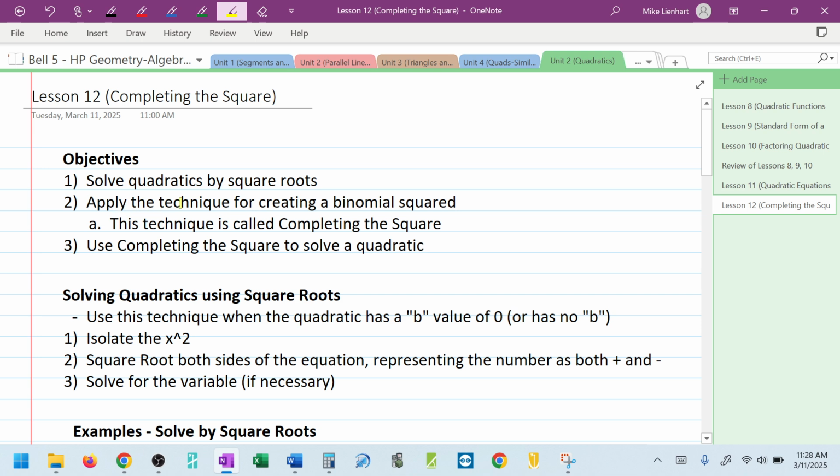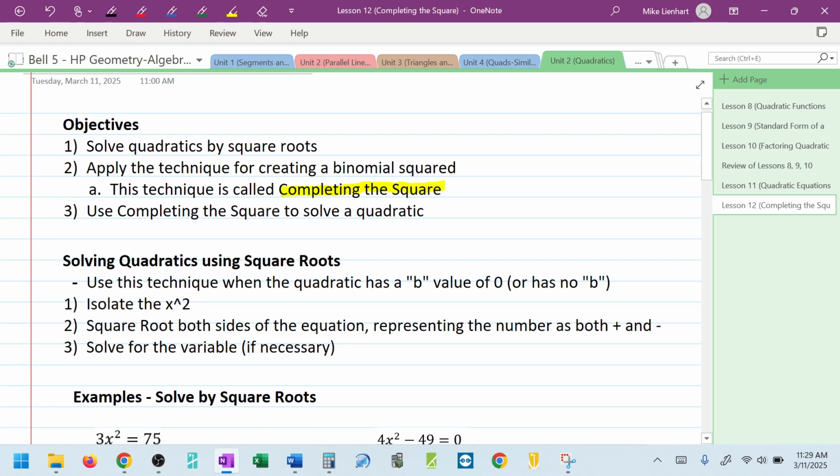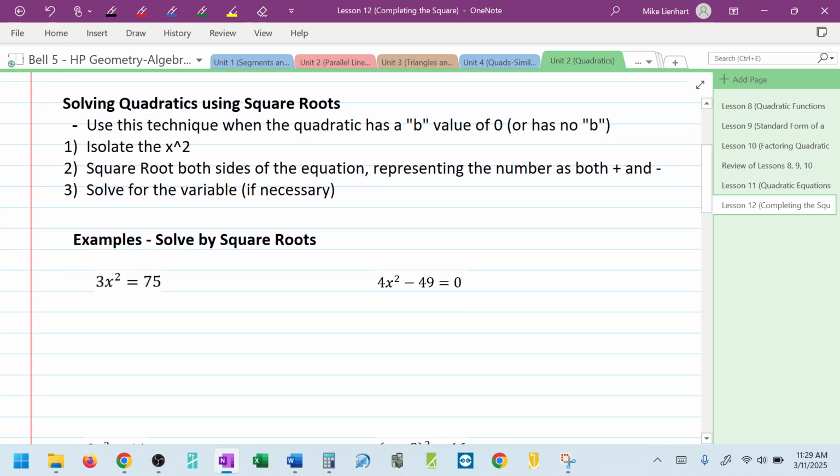Second thing we're going to do is apply the technique for creating a binomial squared, or in other words, let's learn how to do this skill called complete the square. And then we're going to take that completing the square and use it in order to solve a quadratic. Okay, so first thing, how do we solve quadratics using square roots?